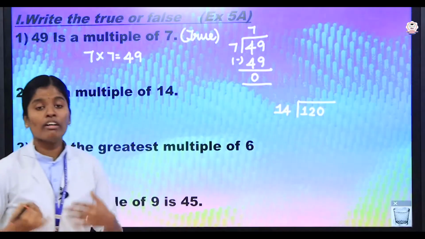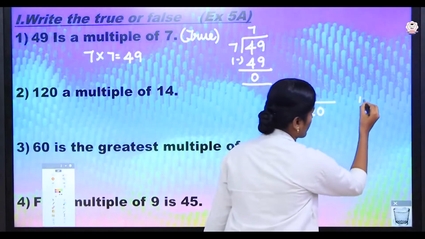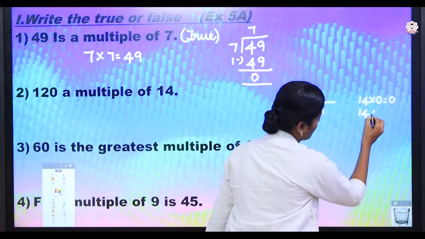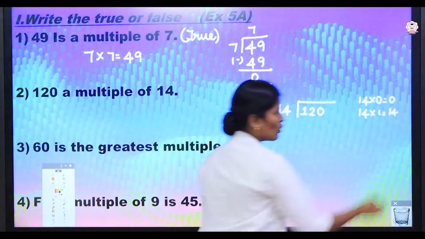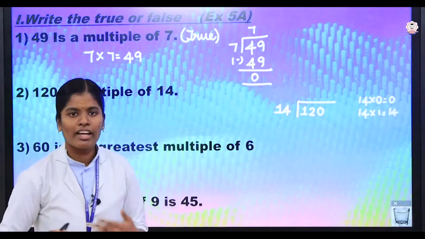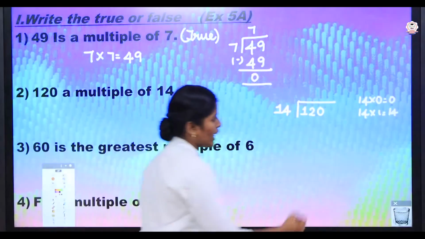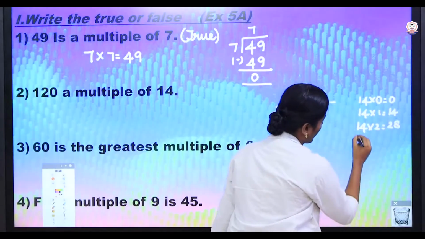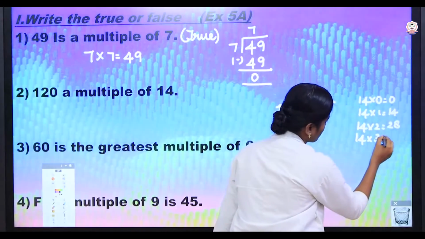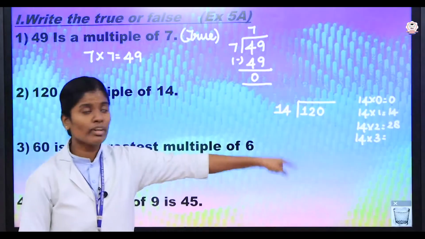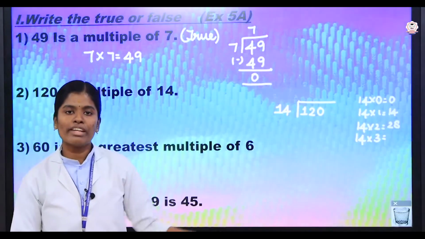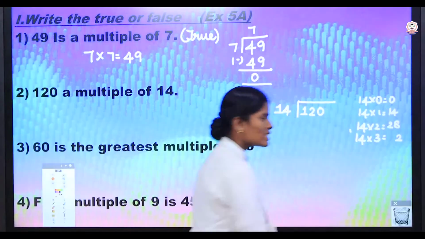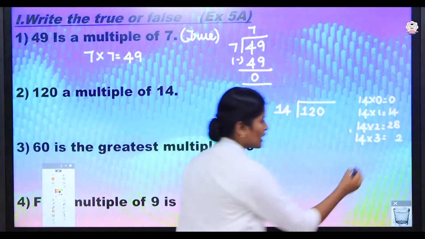14 zeros are 0, 14 ones are 14, and what is the answer? 14 twos are? Very good. 14 twos are 28. And 14 threes are? Take 3 and multiply by 4 and 3 and multiply by 1. So 3 fours are 12, carry 1, 3 ones are 3 plus 1, the answer is 4.